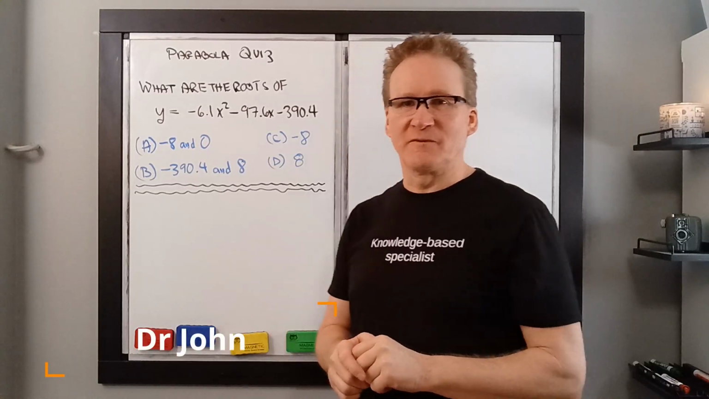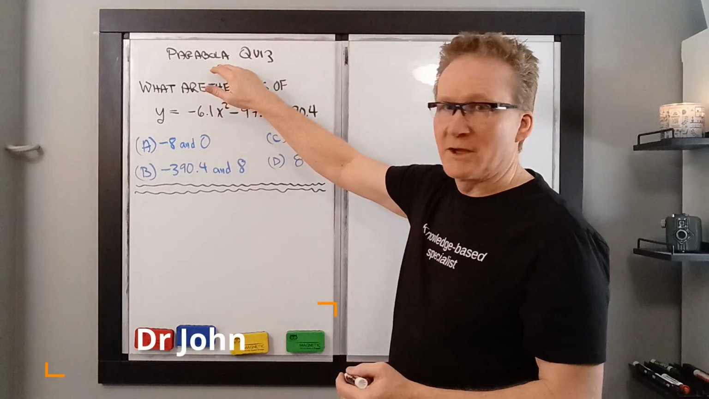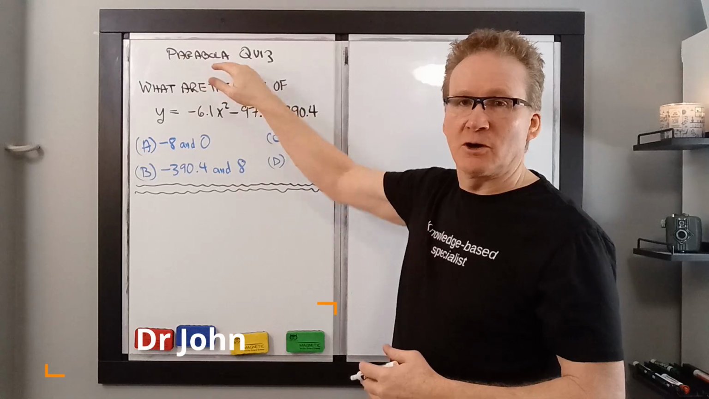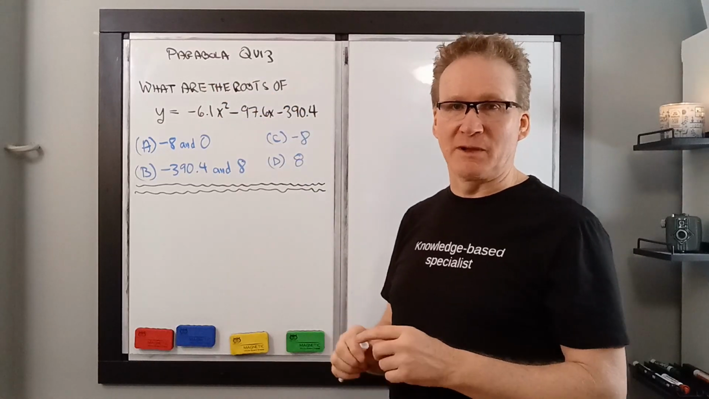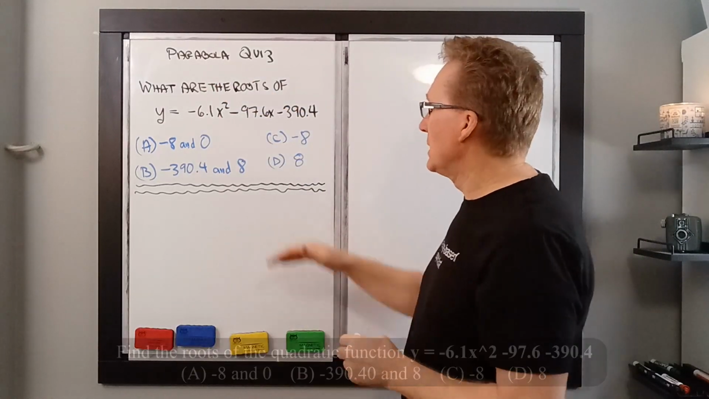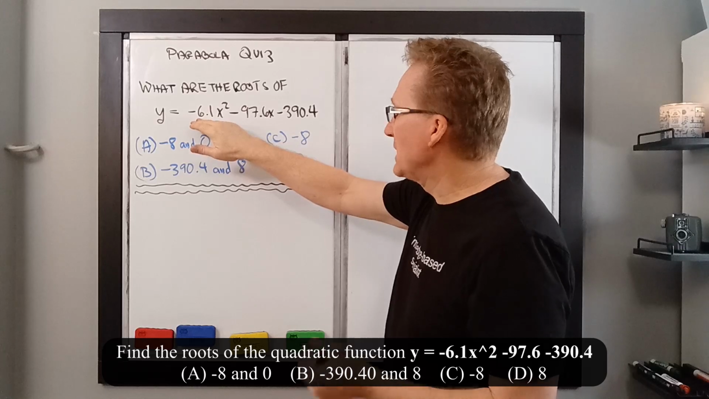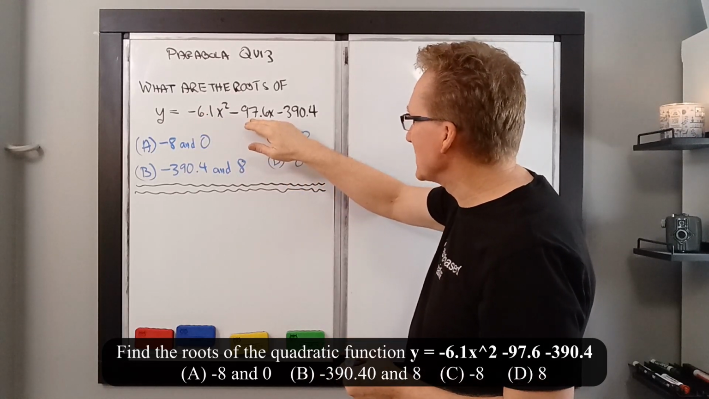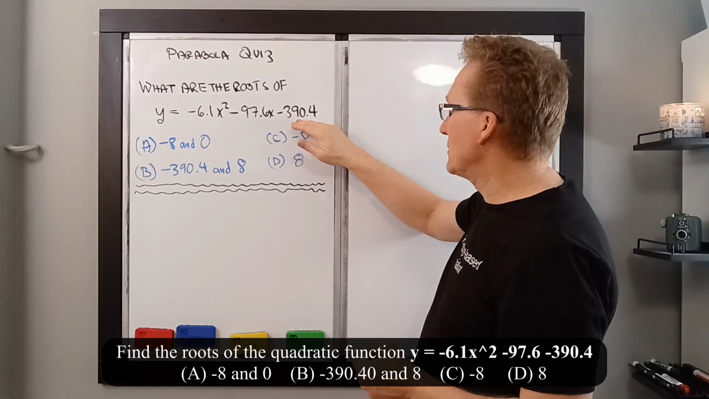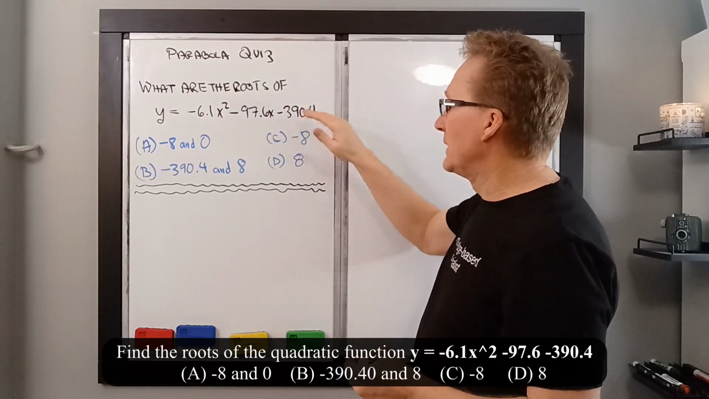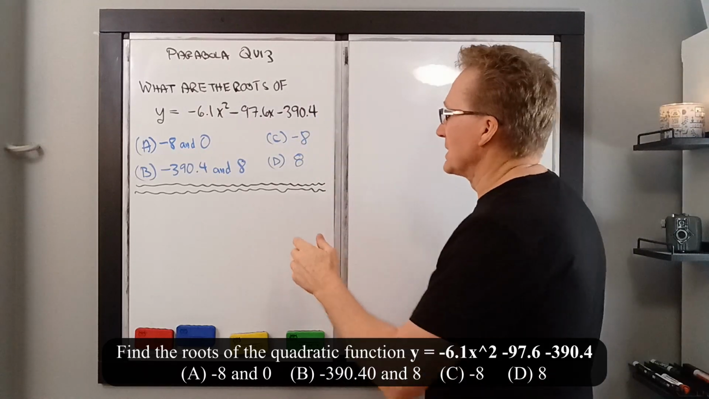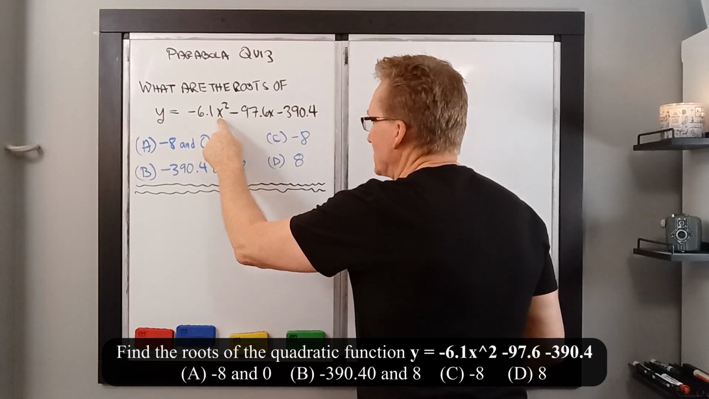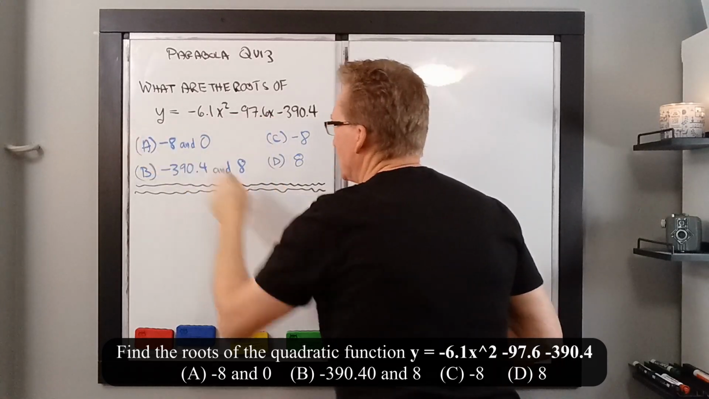Your physics and math professor, coming to you with another question that might be found on a test on parabolas or quadratic equations. Here we have a quadratic: minus 6.1x squared minus 97.6x minus 390.4. And they want to know what the roots are of these. In other words, what values of x here will make this equal to 0.